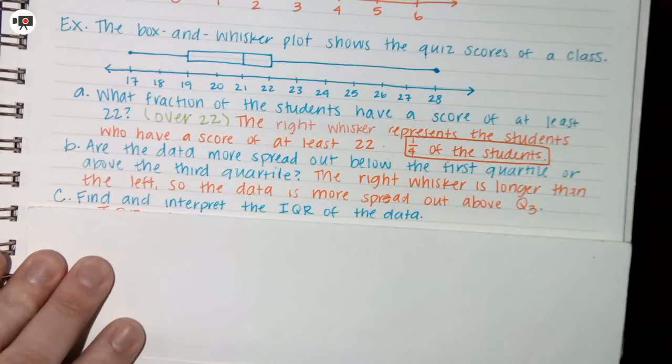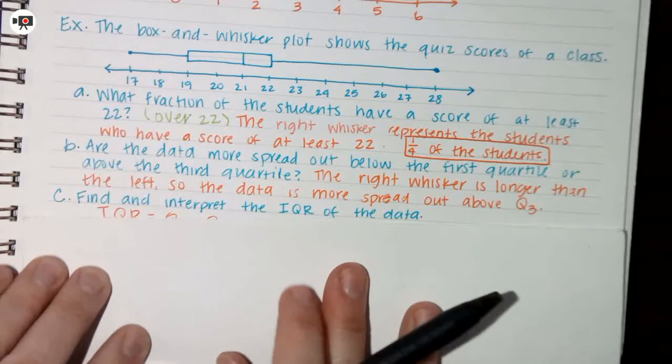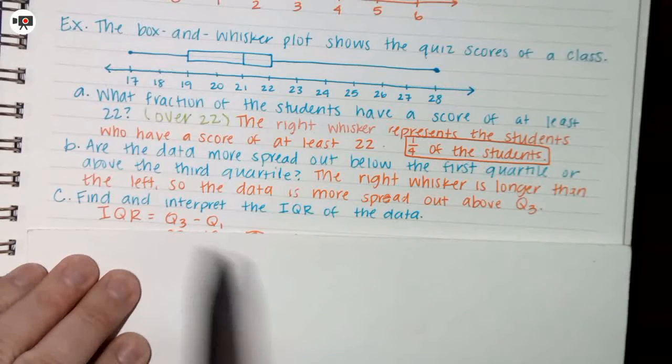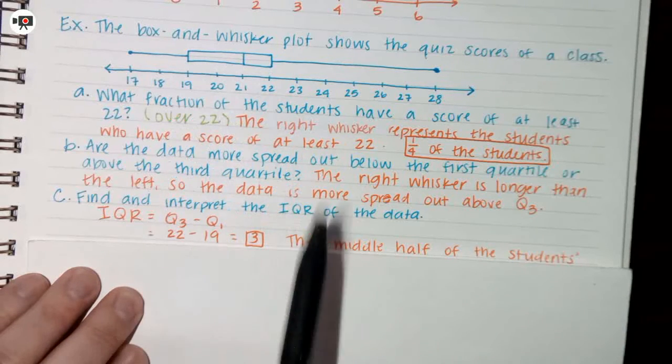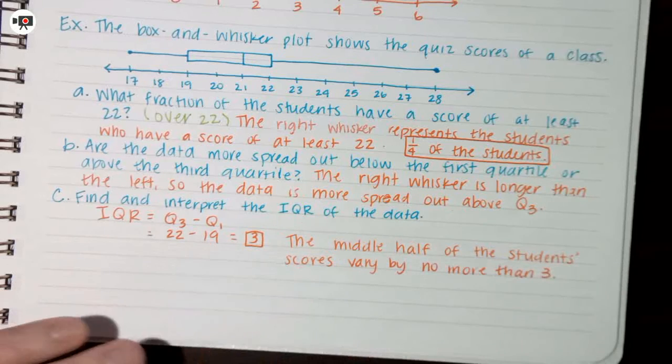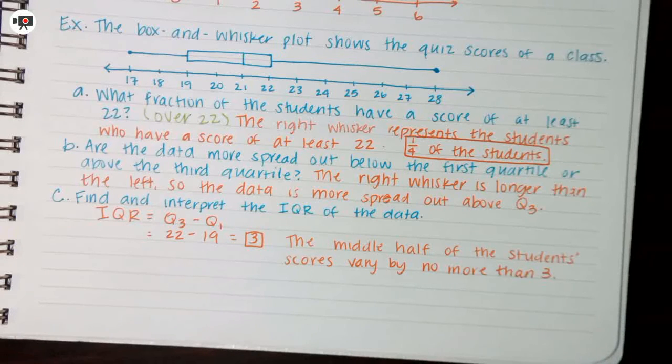And we're going to find and interpret the interquartile range. The interquartile range is quartile 3 minus quartile 1, which we know is 22 minus 19, which is 3. And so the middle half, which is what the IQR represents, varies by no more than 3.